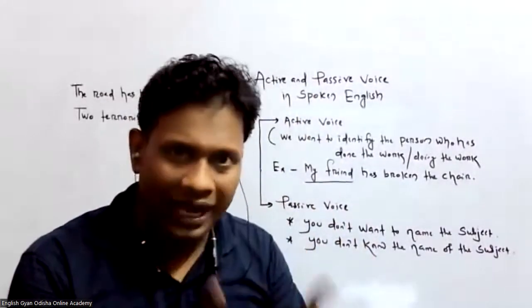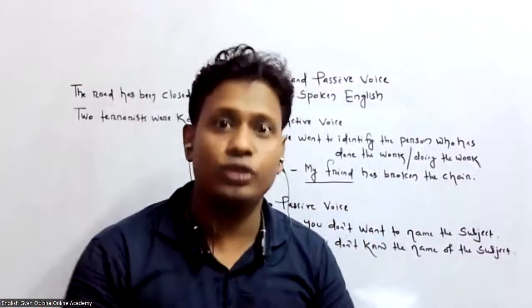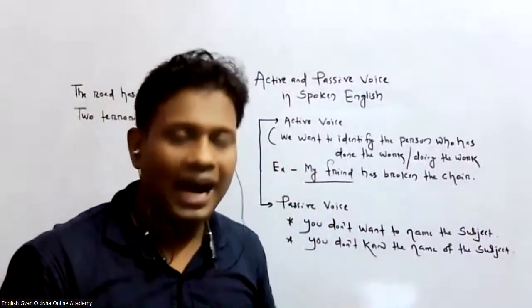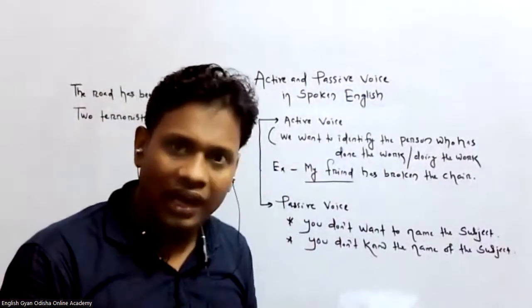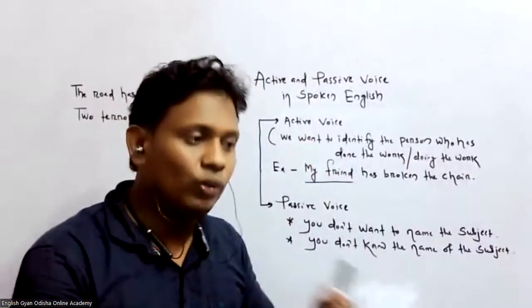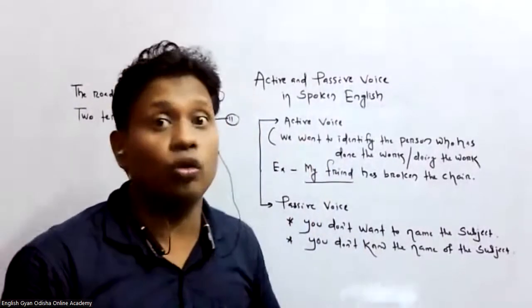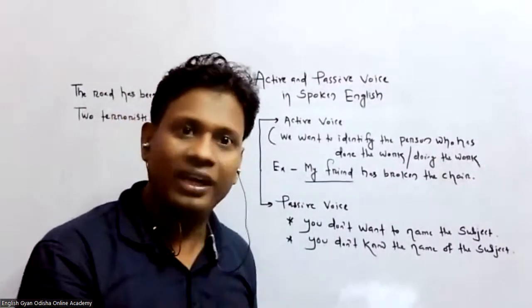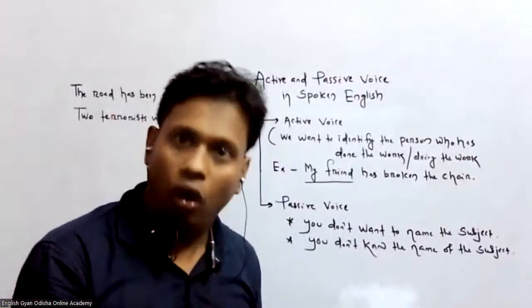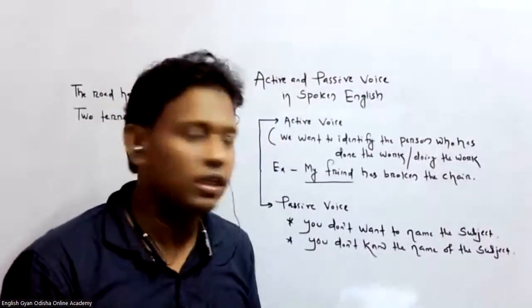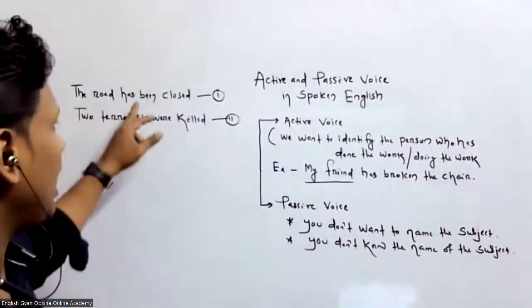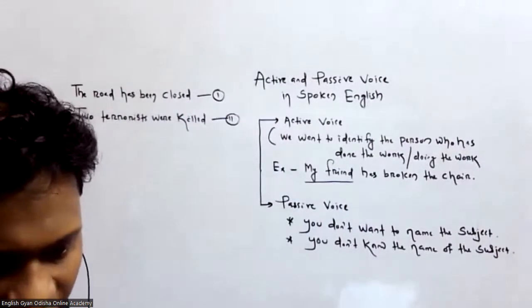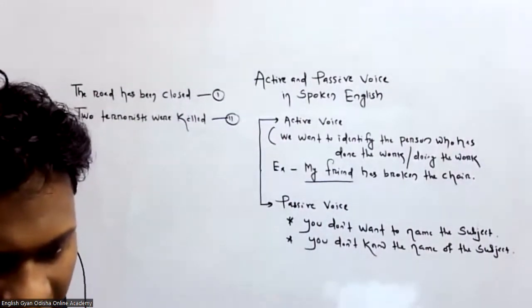Remember, if you want to identify the person who has done the work or who is doing the work, you can use active. If you don't want to identify the person who did the work or who is doing the work, or you don't know that person, or you don't want to reveal the identity for security reasons or some personal issue, or you can say I don't know the person who has done it, then in either case you can use passive. I have given two examples here.